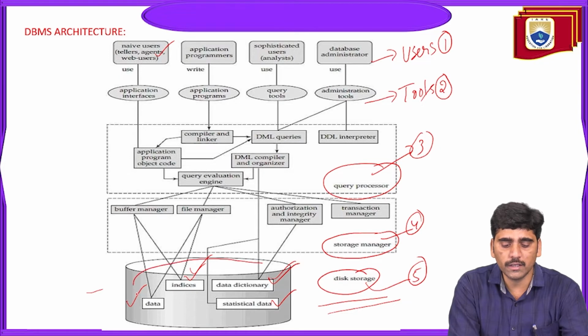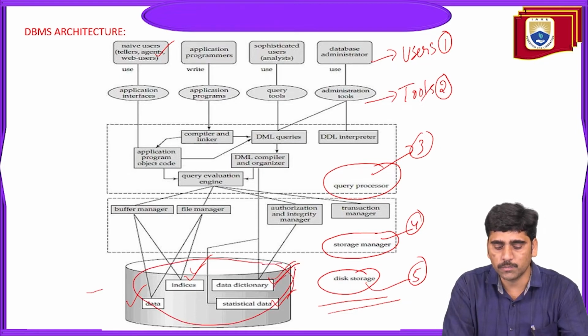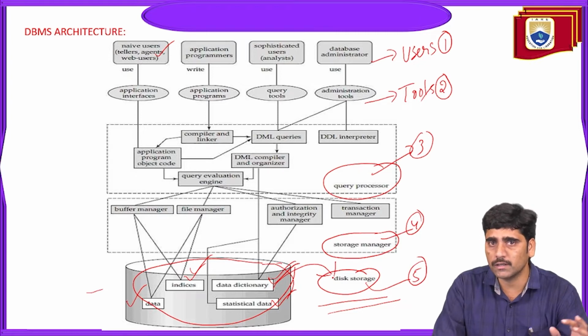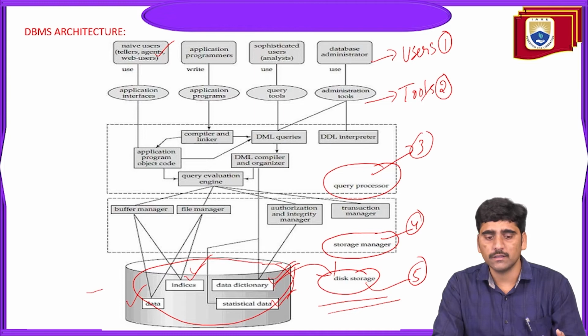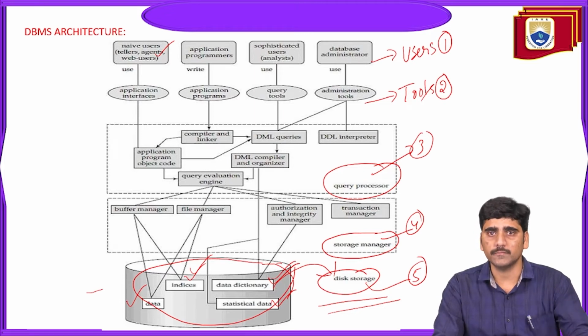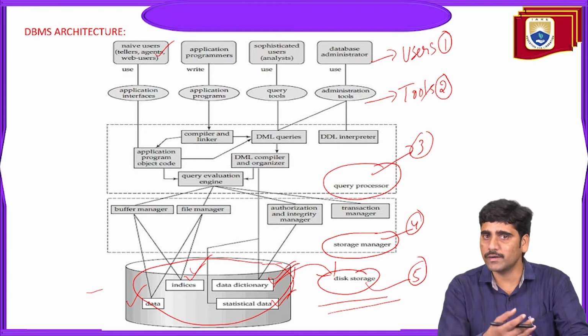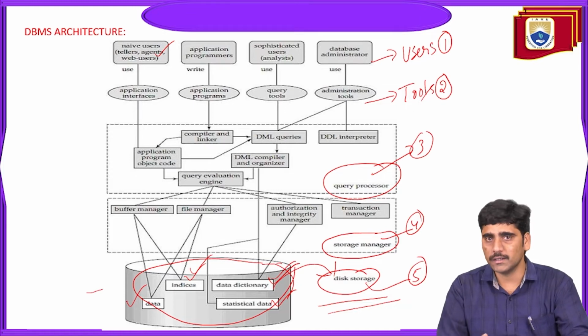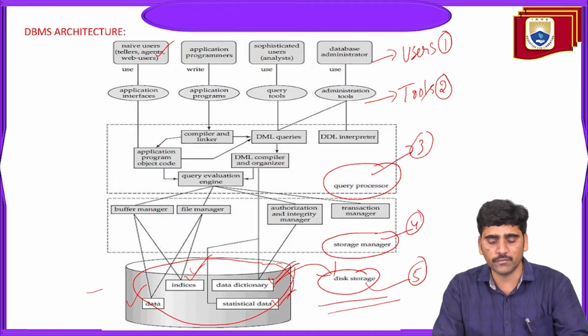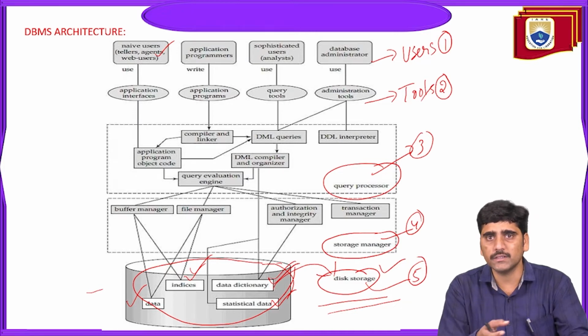All this information is stored at one particular place, and that place is called disk storage. Disk storage contains data along with the indexes, the data dictionary, and the statistical data. Data is common data of different types, the indexes contain serial numbers or index numbers, the data dictionary contains alphabetical order, and the statistical data contains numbers like salaries, percentages and commissions. So this is all about what disk storage contains. The disk storage component maintains all the data in the form of alphabets, numbers, serial numbers, structured data and everything.